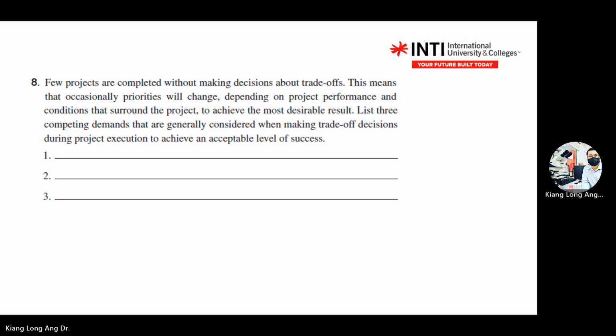Cost. Scheduling, which is time. Cost, time, and what? The customer side is what? The requirement or the scope of the project. These 3, we keep repeating since chapter 1. So this question actually asks for the definition of project success. Even if this comes out in a test or final exam, writing the definition of project success is correct, because it gives you the 3 important words: time, cost, and customer requirement or scope of the project.